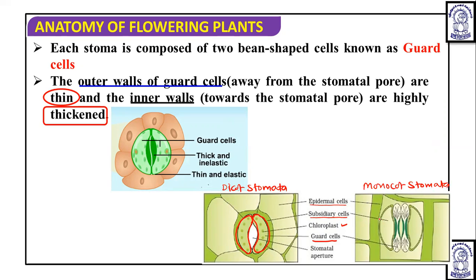In the monocot stoma, you can see these are the dumbbell-shaped guard cells. In dumbbell-shaped guard cells, both the inner and outer walls are thickened. And these are the subsidiary cells, and the surrounding epidermal cells are seen here. Like this, dumbbell-shaped guard cells are found in monocot stomata.